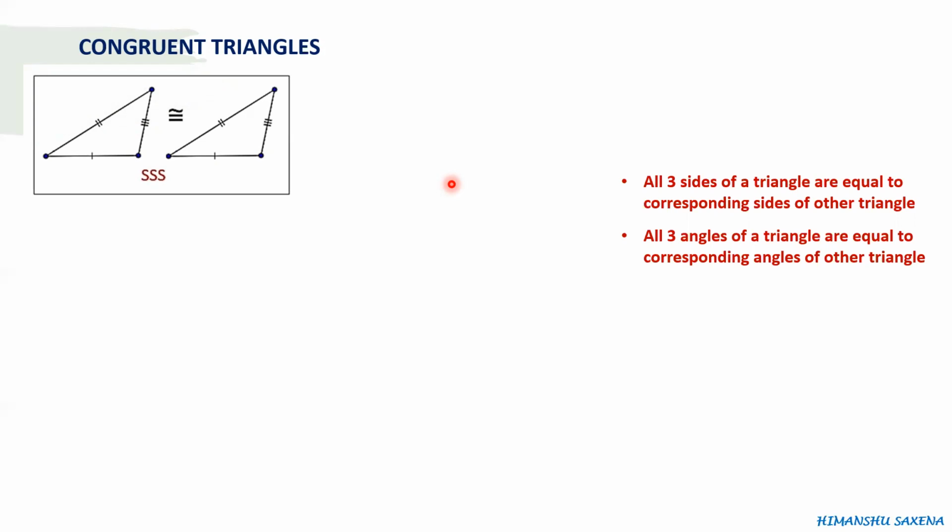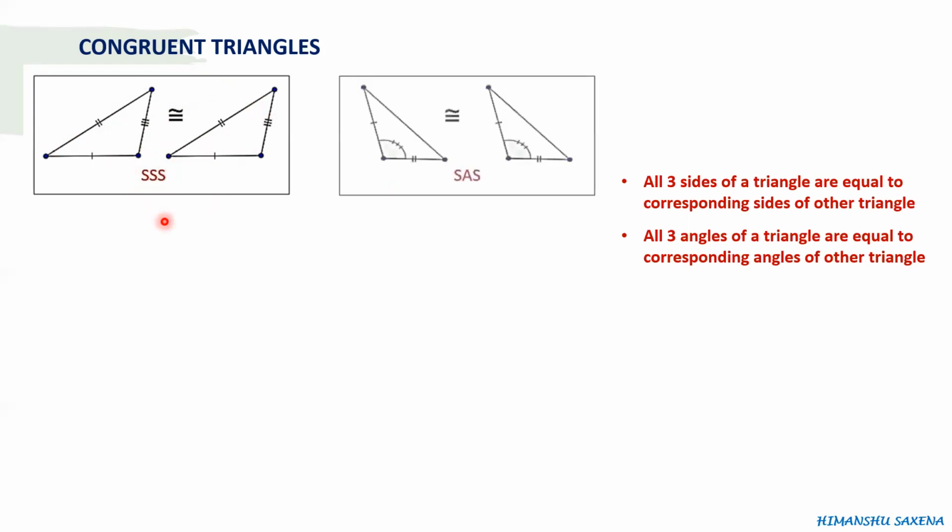The first of them is SSS, side side side. If you are able to determine that the three sides of this triangle are equal to the three sides of this triangle, then you can easily say that these are congruent triangles. Another method is SAS. If you determine that this side is equal to this side, and this side is equal to this side, and the angle between these two sides is equal to the angle between these two sides, then also you can say the triangles are congruent. This rule is called SAS, side angle side. Remember that this angle should be between these two sides, which are equal to the sides in the other triangle.